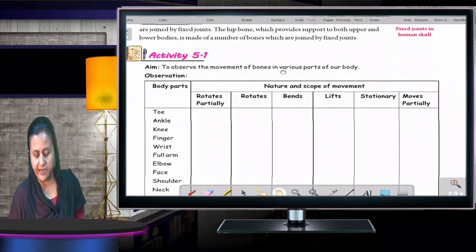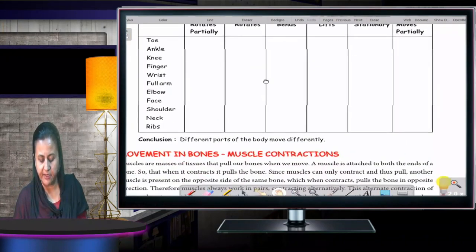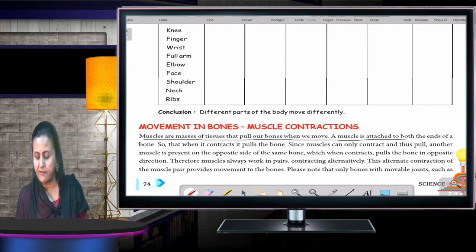Now there is an activity to observe the movement of bones in various parts of the body. Kindly go through it. There is nothing much to explain in this. Now, how is the movement done? With the help of muscles. The muscles contract, due to which the bones move. Muscles are masses of tissues that pull our bones when we move. A muscle is attached to both the ends of a bone so that when it contracts, it pulls the bone. Since muscles can only contract and not push, another muscle is present on the opposite side of the same bone, which when it contracts pulls the bone in the opposite direction.